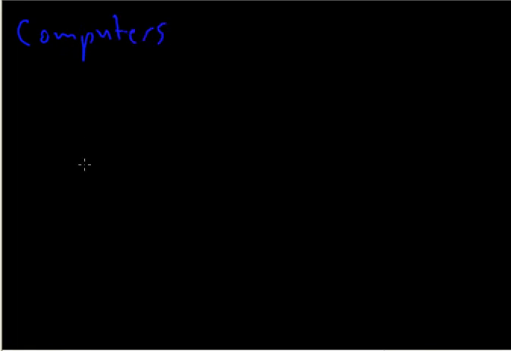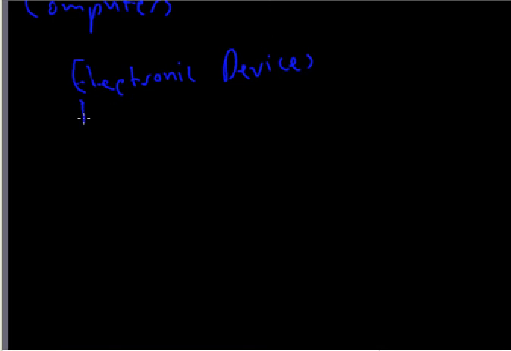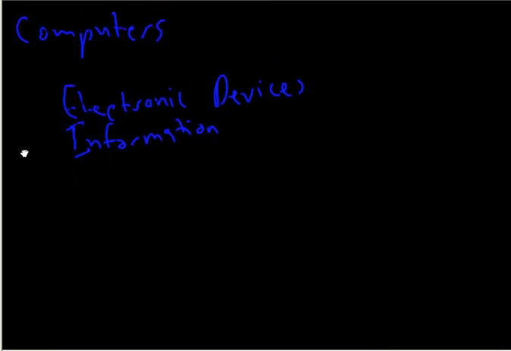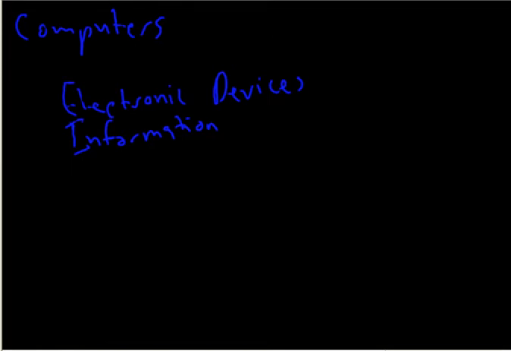Computers. Now, you may not have seen a computer or even heard of a computer before, but computers are electronic devices that process information. Sorry for the messy writing. And so computers send and receive information, and you might see most computers today that look like this.